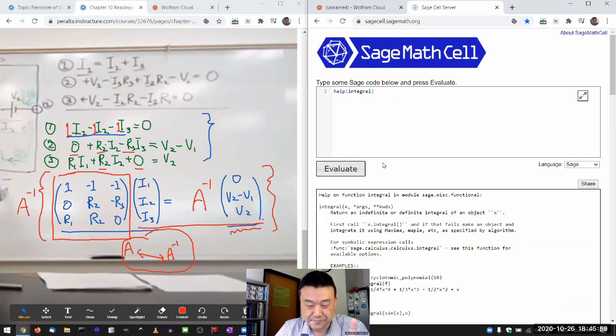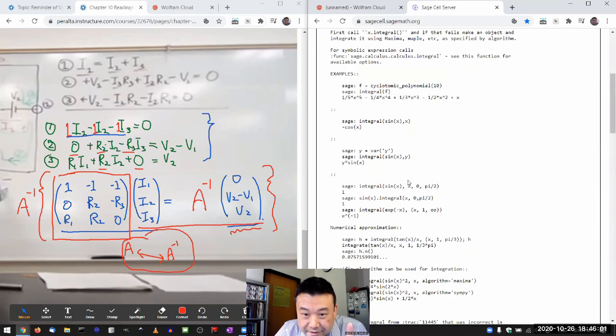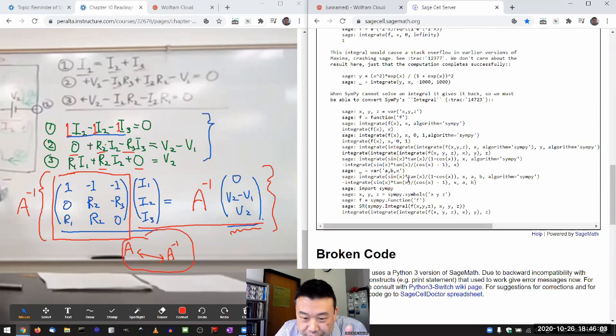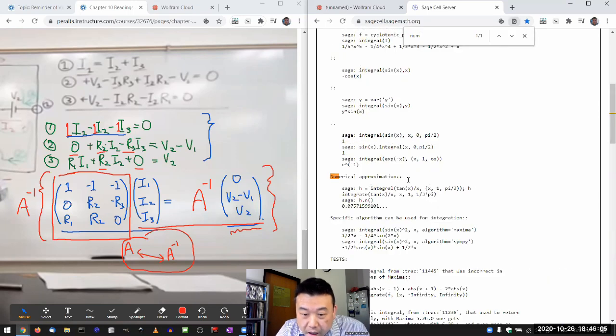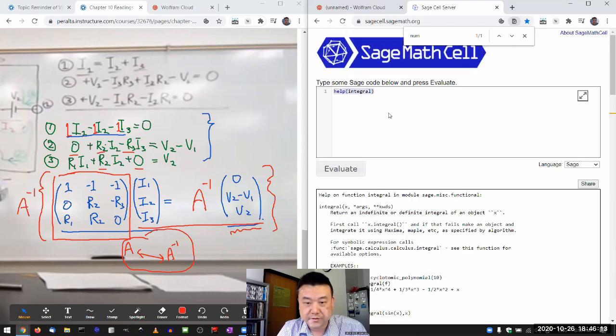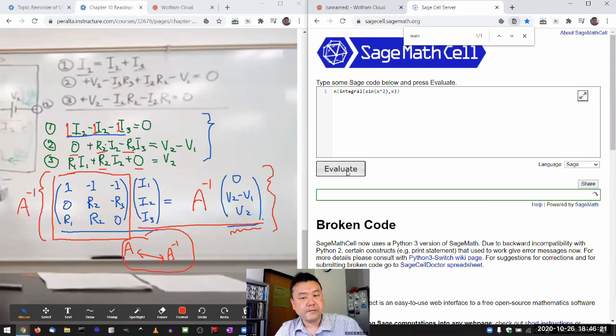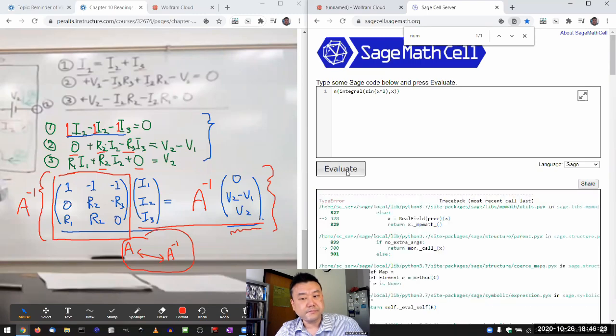Let me just do this one last thing. Is there a numerical version somewhere? Oh, a numerical approximation. Let's see. There it is. So it's having me do this. I think I can actually do it this way. So that'll give me a result. And I think n is a function itself. So let me try that. No, it's not. Never mind.